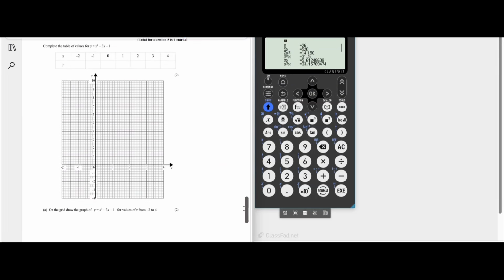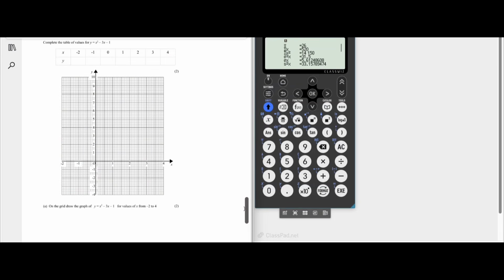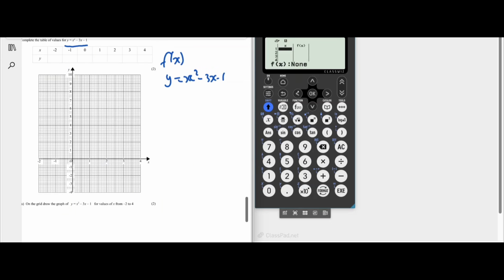Okay, and lastly, last one, any graph question, please, I beg you, use your calculator, because people always make mistakes on this, even if you're really confident. So when you're doing any graph question, you go to table. So we went back to home and we've gone along to table. Now you'll see when you get to your table, it will say f(x) none. Before you type anything in, f(x) is basically the same as your y equals. So my graph here is y equals x squared minus 3x minus 1. That's my graph there.